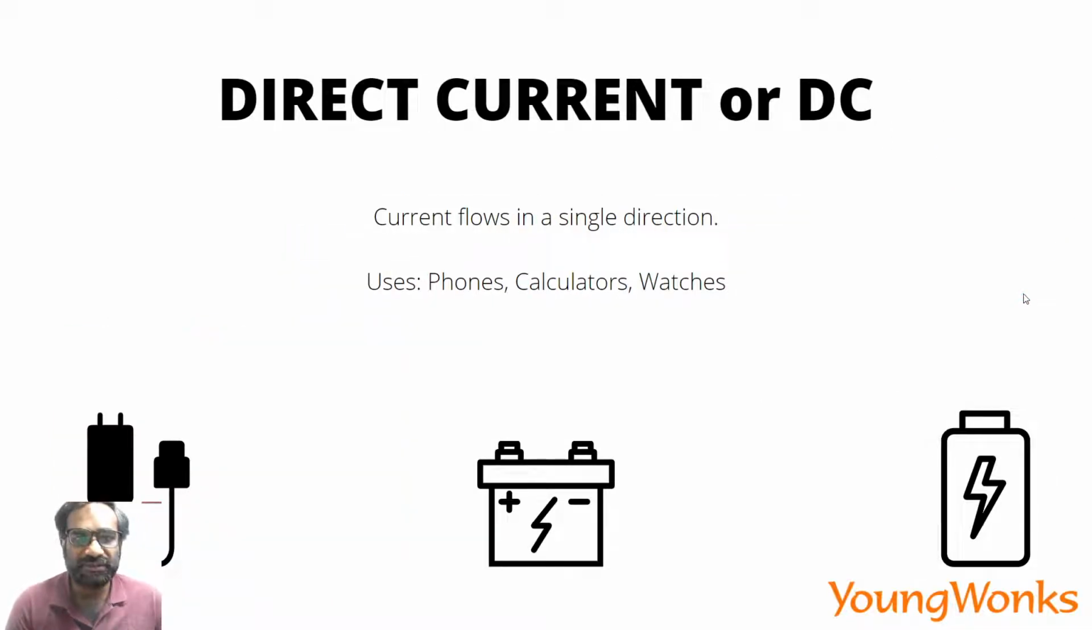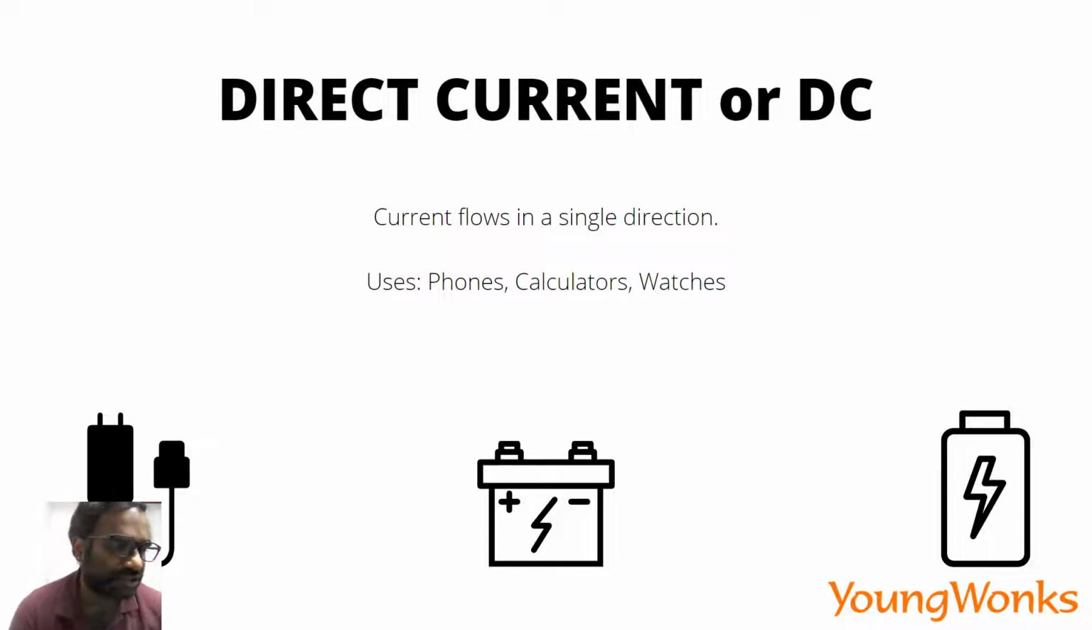Now, direct current is where current flows in a single direction and the electrons move from higher potential to lower potential. And this is something that is very popular when it comes to electronics. You will see that it is used in phones, in your TVs, and watches, and most things which use a battery basically work on direct current.